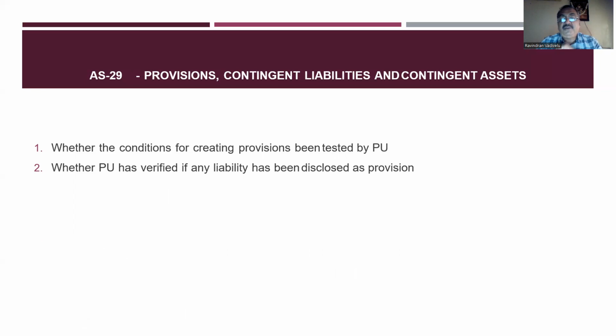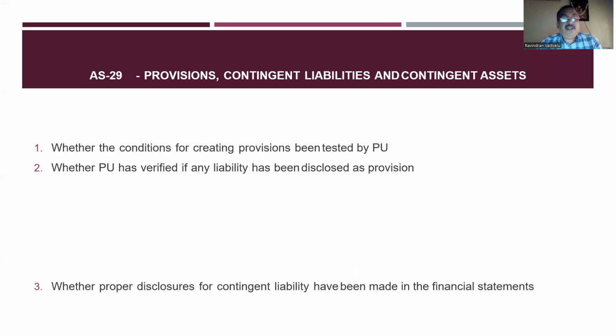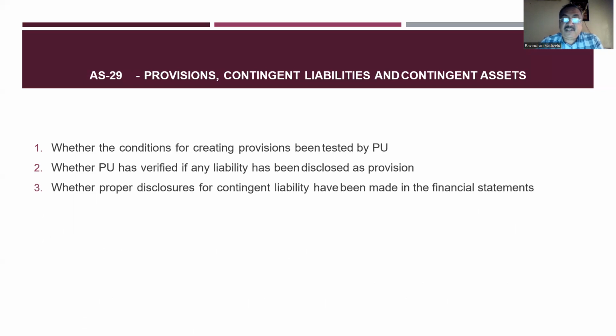If that is there, then the practicing unit has to consider that point and make a statement, a declaration, or a disclaimer in its report. Whether the same is being done by the practicing unit or not, that has to be verified. Whether proper disclosures of contingent liability have been made. It is very difficult to get the contingent liability position until it has been told by the company. But anyhow, if it has been disclosed to the practice unit, the same thing has to be recorded properly in the financial statements also. So this has to be verified by the practice unit.